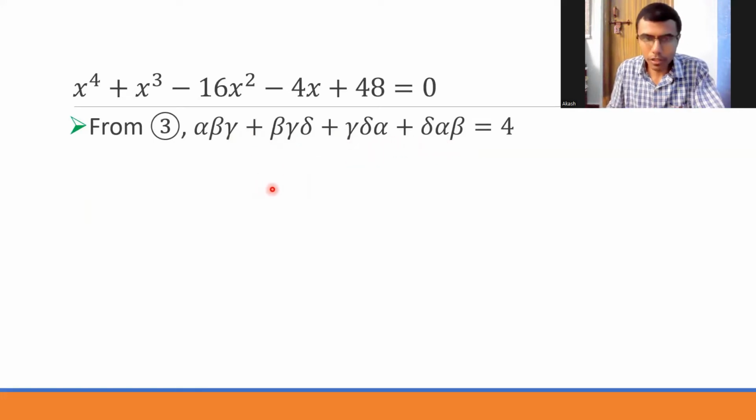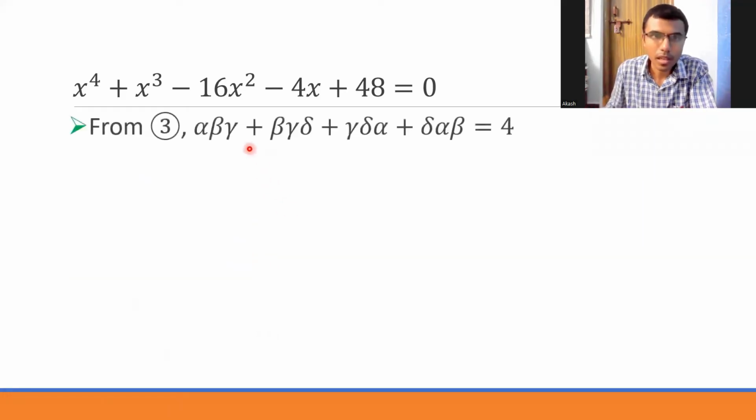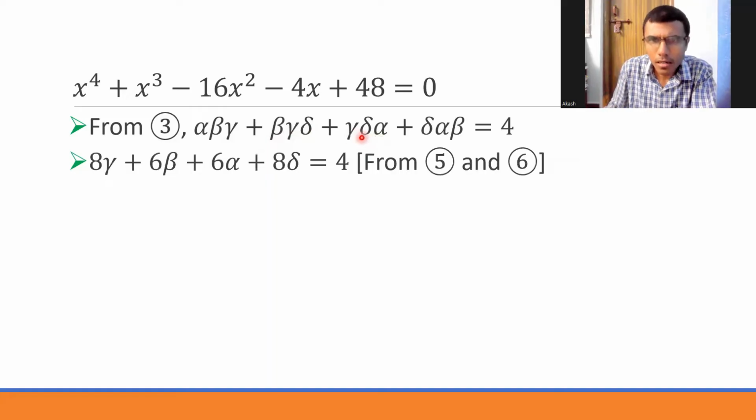Now, if you remember, let's come to the previous slide. If you remember, gamma delta is 6 and alpha beta is 8. I'm going to use these two things. Alpha beta is 8. So basically, I'll have 8 gamma, and then gamma delta is 6, so 6 beta, and then gamma delta is again 6, so 6 alpha, and then alpha beta is again 8. Delta into 8 is nothing but 8 delta. It's nothing but 4. Again, don't forget to mention from where you have used it.